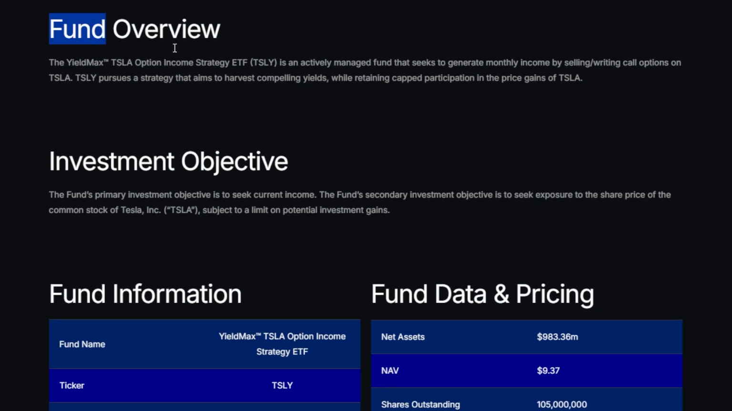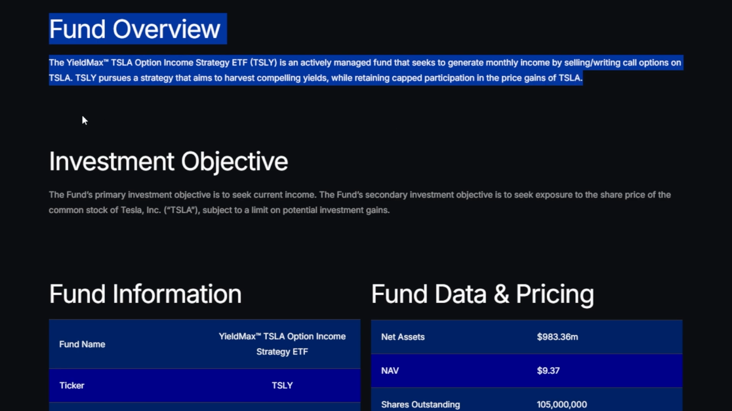Understanding how this ETF works, it says right here the fund overview. The Yield Max TSLA Option Income Strategy ETF, or TSLY, is an actively managed fund that seeks to generate monthly income by selling and writing call options on Tesla stock. TSLY pursues a strategy that aims to harvest compelling yields while retaining cap participation in the price gains of Tesla.